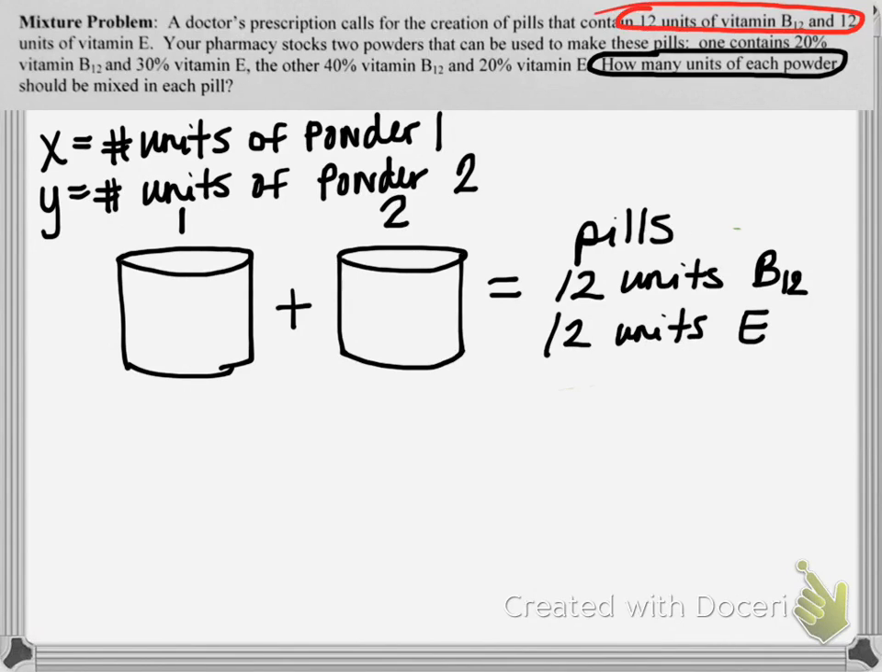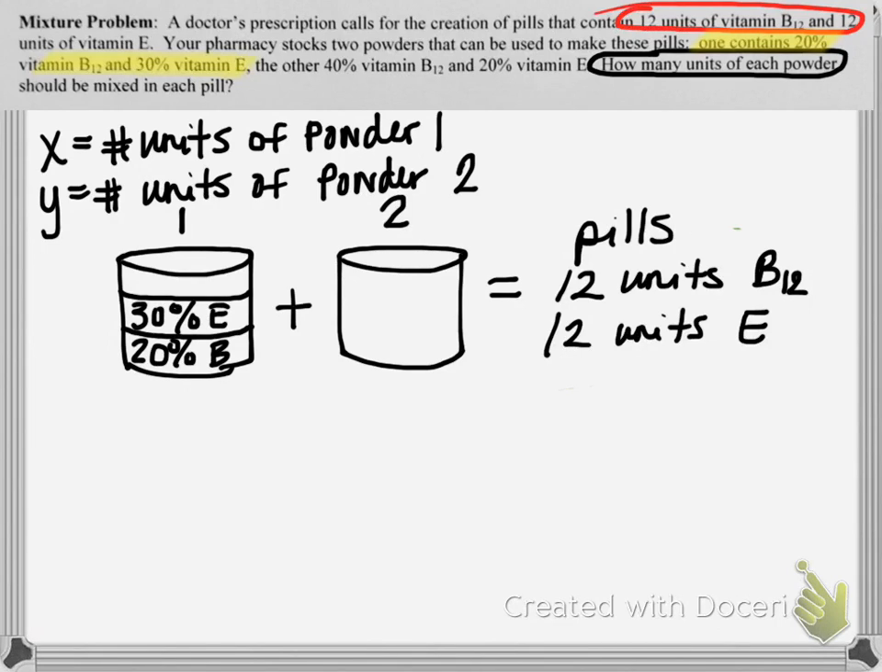So let's see, what do we know about powder 1? We need to reread the problem, and you'll see that it says the first powder contains 20% vitamin B and 30% vitamin E. So I'm going to draw that in my little canister. I know that 20% of this powder is vitamin B12, so I'll put 20% B. And then I also know that 30% of the canister is vitamin E. Clearly not drawn to scale.